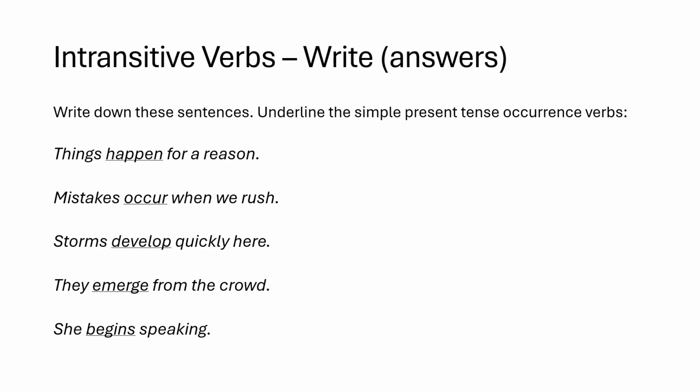These are the simple present tense occurrence verbs that you should have underlined. Happen, occur, develop, emerge, begins.